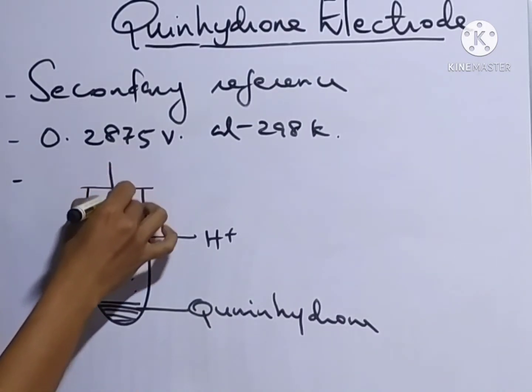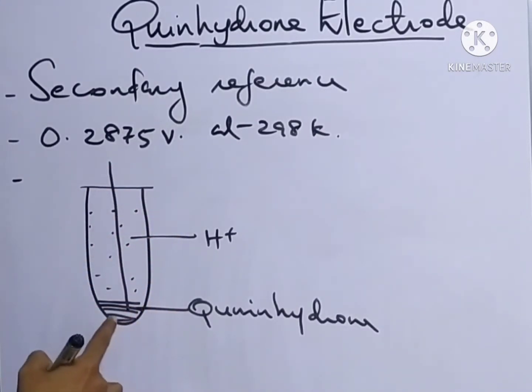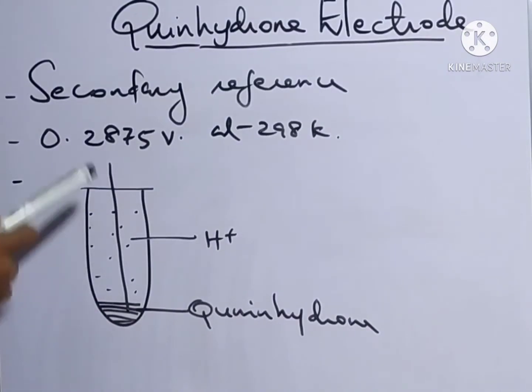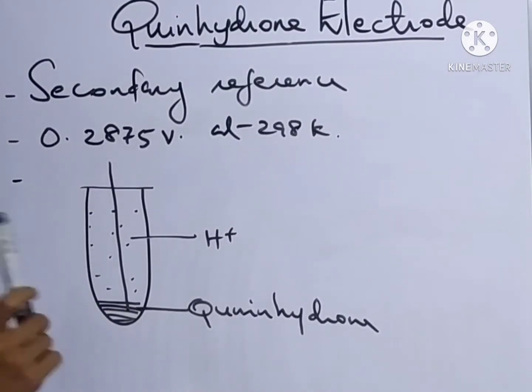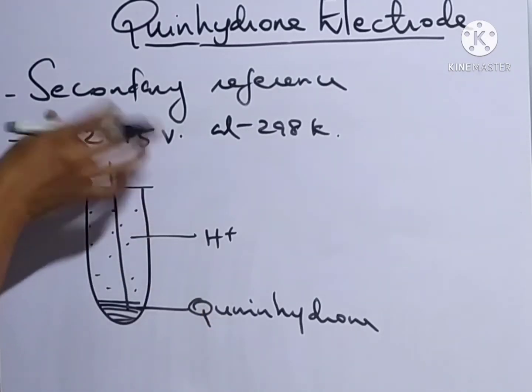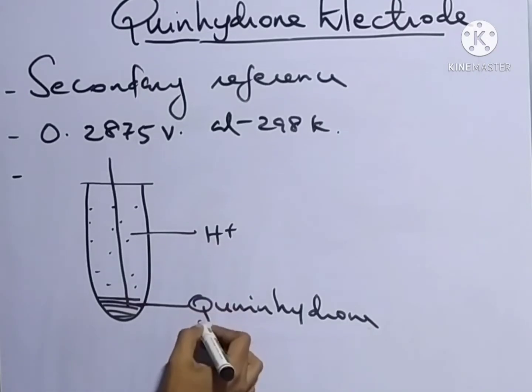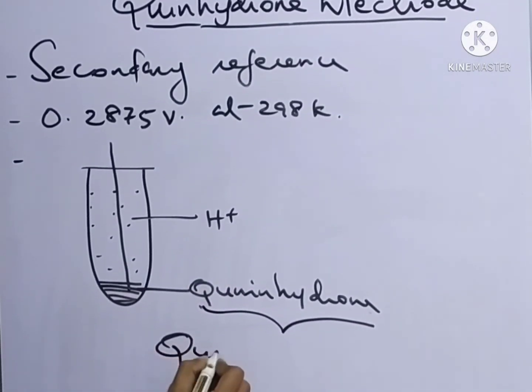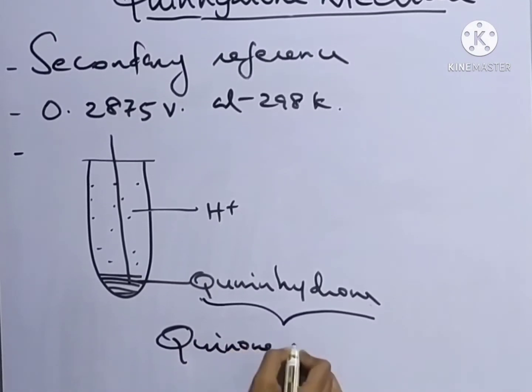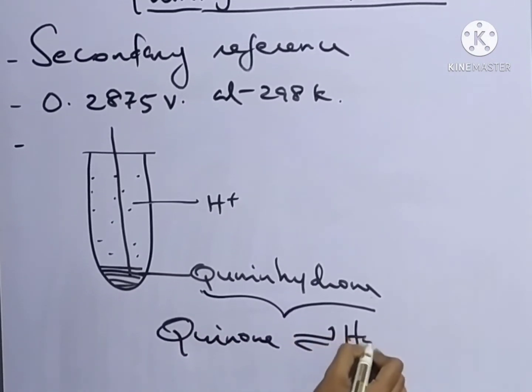Then a platinum electrode is immersed into the quinhydron. The platinum electrode immersed in quinhydron helps to acquire a potential. So this is the basic construction of a quinhydron electrode. Actually, quinhydron is an equilibrium mixture of quinone and hydroquinone.